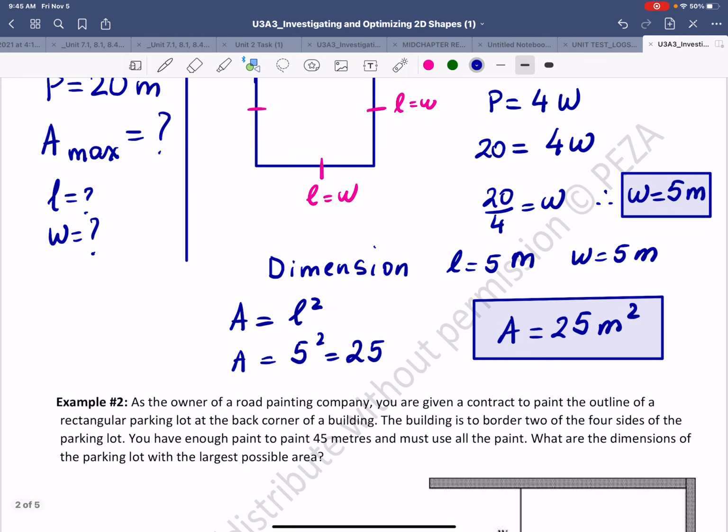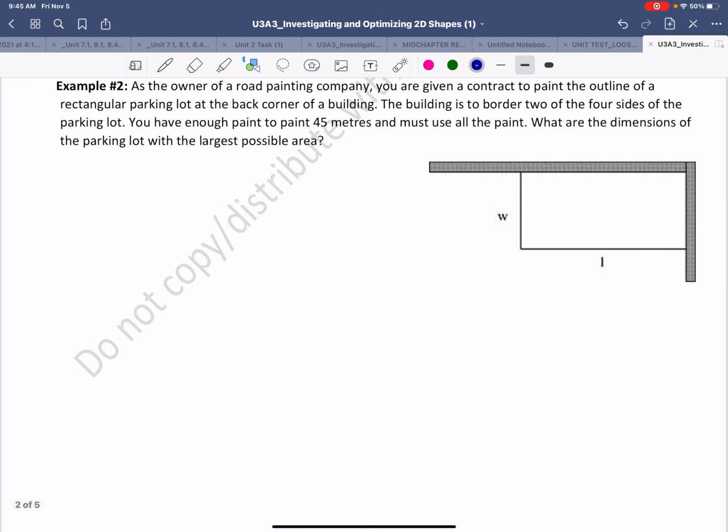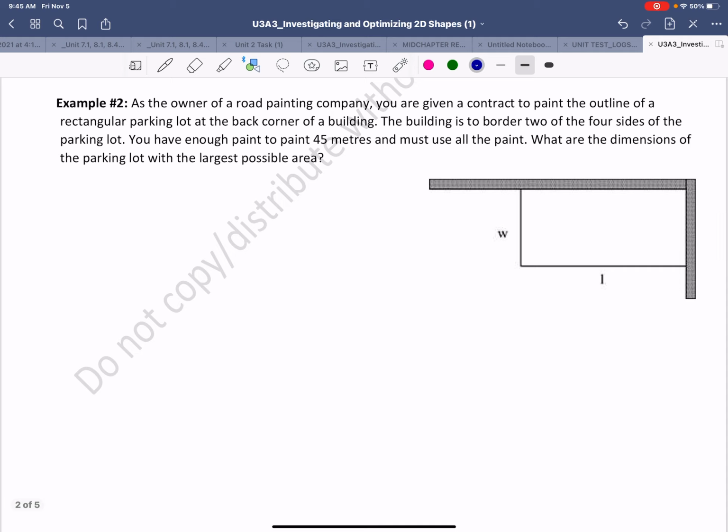Now let's take a look at the next example. As the owner of a road painting company, you are given a contract to paint the outline of a rectangular parking lot at the back corner of a building. So here is the building, the back corner of it, and we are trying to enclose a rectangular parking lot. The building is to border 2 of the 4 sides of the parking lot. So we're going to need to enclose only this side here and this side here.